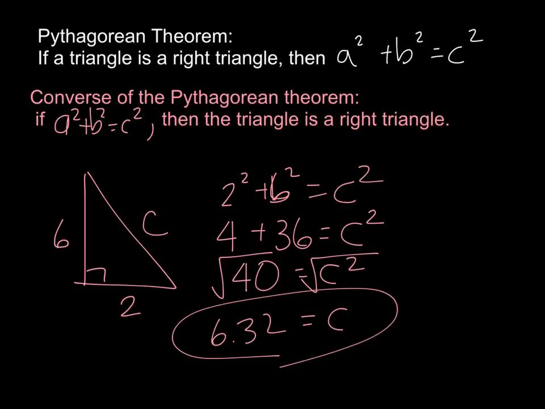Now, the converse of Pythagorean theorem says that if a squared plus b squared equals c squared, then we can conclude that it is a right triangle. So let me show you an example.